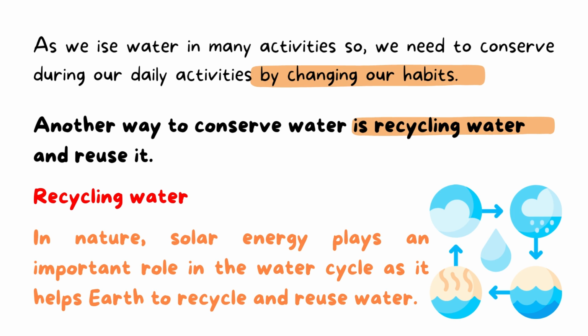You know, in nature, recycling water happens. How? You know, the water cycle? In the water cycle, the solar energy heats up the water and causes it to evaporate, and it rises up in the air. Then when it cools, it condenses and comes back to the Earth's surface in the form of rain. So solar energy here plays a very important role in the water cycle. It causes the water to be recycled.